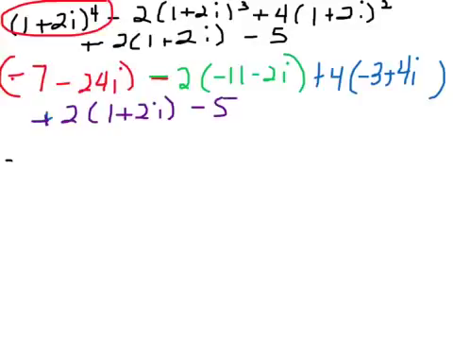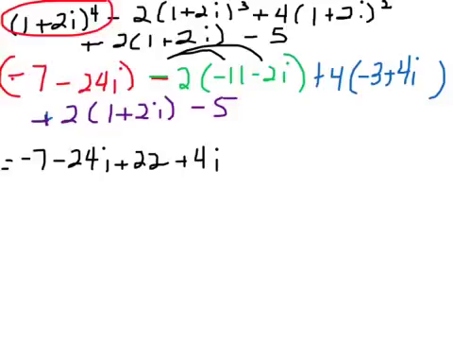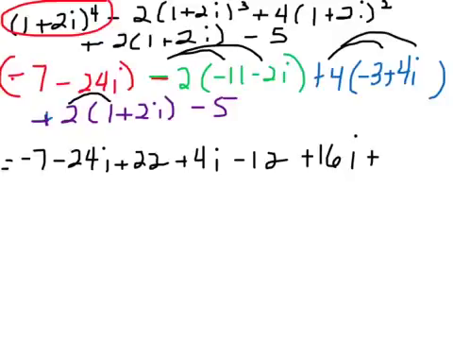All right. You got negative 7 minus 24i, and then negative 2 times negative 11 is plus 22. Negative 2 times negative 2i is plus 4i. And then we got 4 times negative 3 is negative 12, and 4 times 4i is 16i. I'm going fast because I know I'm going to run out of time. 2 times 1 is 2. 2 times 2i is plus 4i, and then we got minus 5. Okay, so let's add all the numbers together.